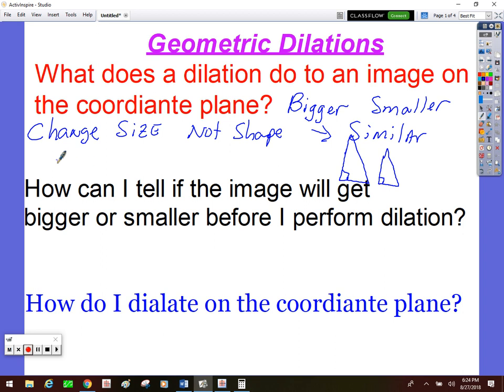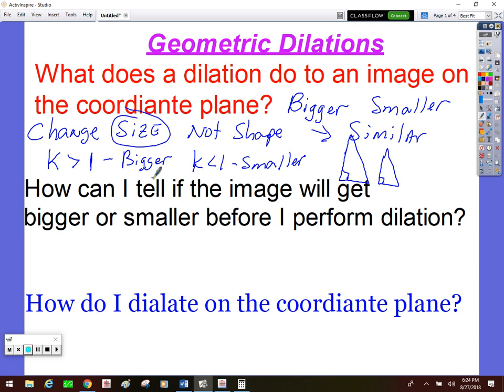Remember, we talked about the scale factor today. The scale factor we abbreviated with a K. To make it bigger or smaller, if your scale factor is bigger than 1, your image grows. If your scale factor is less than 1, then your image gets smaller. That's all we're going to do with a dilation. We're either going to make it get bigger or get smaller. The only thing that's going to change is the size of the image.